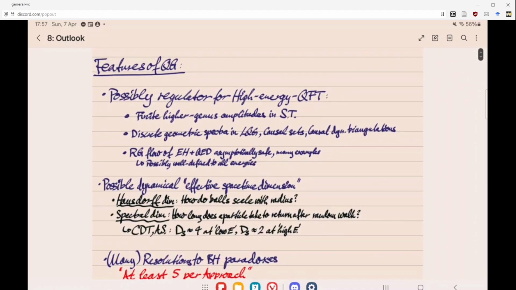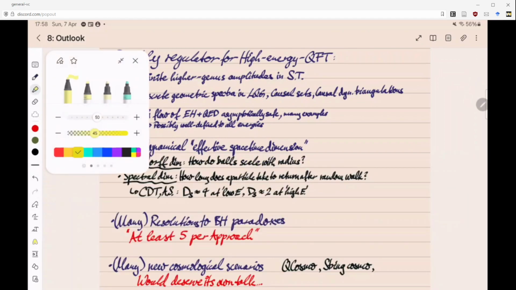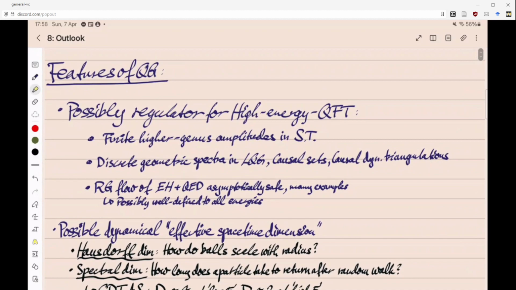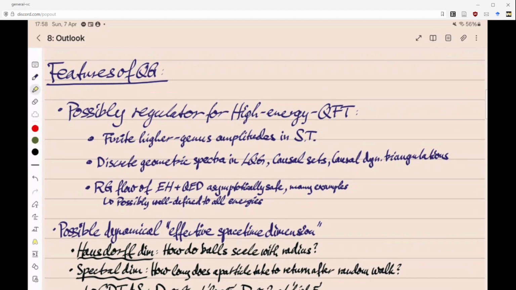So, to start, some cool features of QG that I want to point your attention to is that because of its symmetries, it possibly acts as a natural regulator for high energy QFT. An issue in QFT is that you have loop divergences, because in principle, whatever you calculate has contributions from infinitely high energies, and those will make everything diverge. So regardless of how you interpret that, you're going to need to regulate your theory.